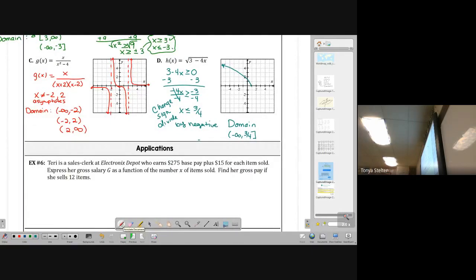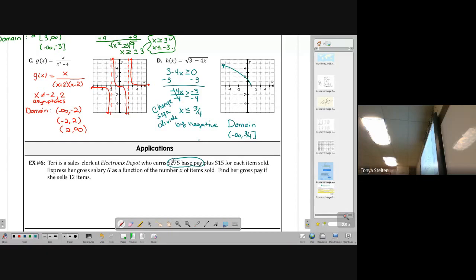All right, so we have Terry, who works at an electronics store. She earns $275 base pay. So that's going to be that plus a number at the end, plus $15 for each item sold. So it's like commission, I guess. Express her gross salary G as a function of the number X. So it looks like we're doing a G of X thing and not F of X. Find her gross pay if she sells 12 items.